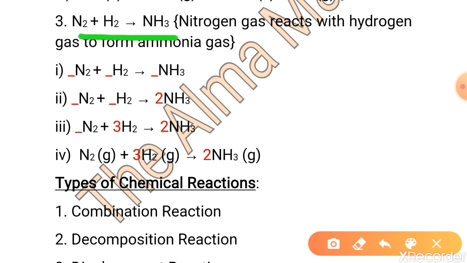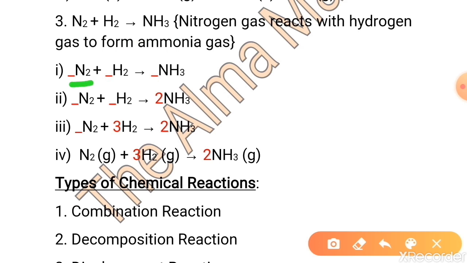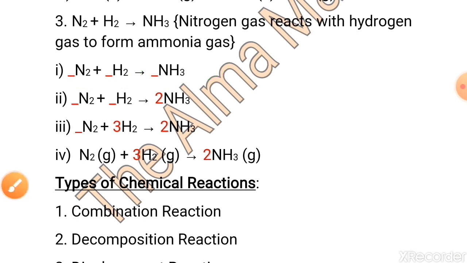As we discussed, students, in the first step, the dashes you can see are the places where you will put numbers in order to balance a chemical equation. Now counting the number of atoms on left and right hand side, you can see here we are having 2 atoms of nitrogen and here just 1. And we are having 2 atoms of hydrogen on left hand side, while on right hand side we are having 3 atoms of hydrogen. So you can take any one of them.